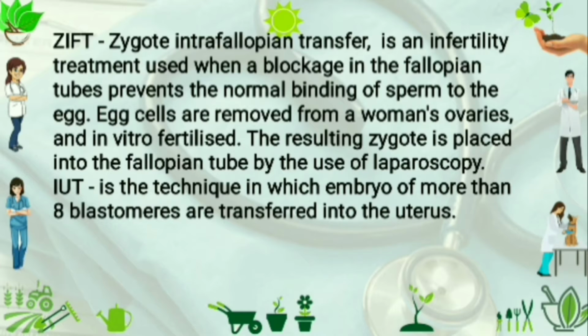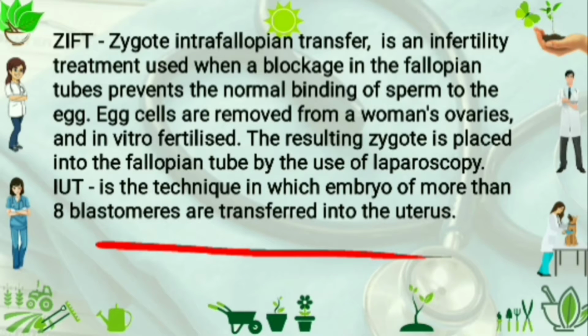It is an infertility treatment used when a blockage in the fallopian tubes prevents the normal binding of sperm to the egg. The egg cells are removed from the woman's ovaries and fertilised in vitro. The resulting zygote is placed into the fallopian tube using laparoscopic methods. IUT is the technique in which an embryo of more than 8 blastomeres is transferred into the uterus.